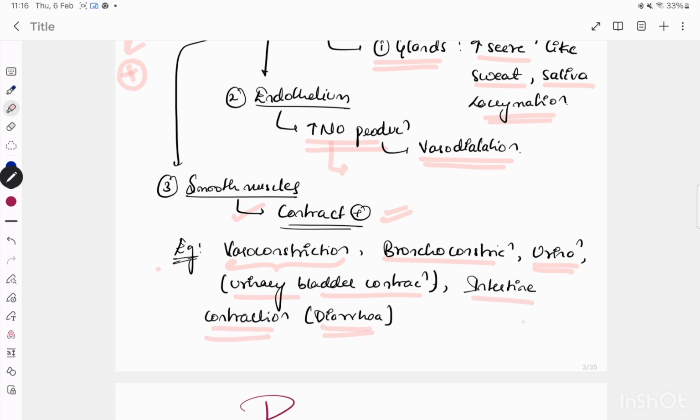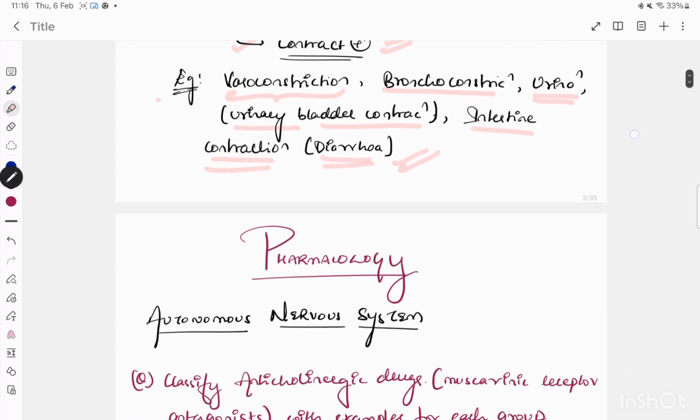If the intestine contracts more, what will happen? Diarrhea will happen. If the intestinal muscles relax, what will happen? The food cannot move forward. So the opposite of diarrhea, that is nothing but constipation, will happen. Okay, but in this case, what is happening? Intestine contraction is taking place, so diarrhea will happen.